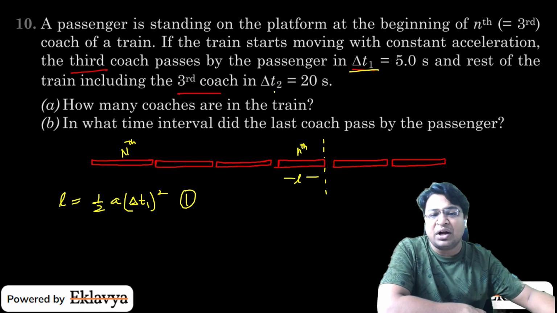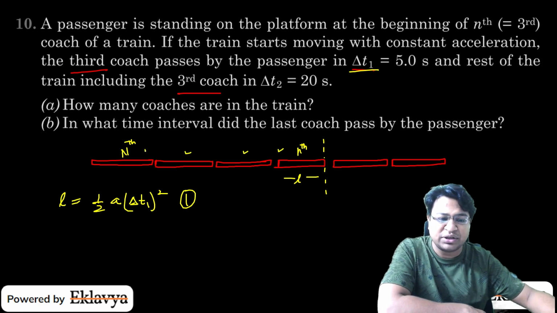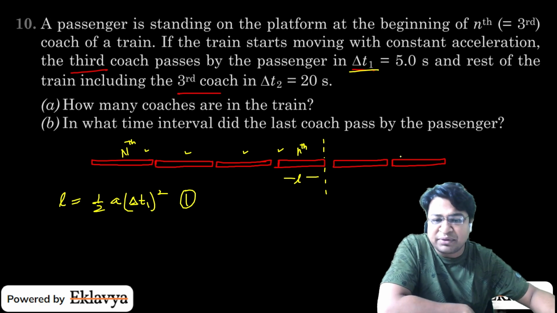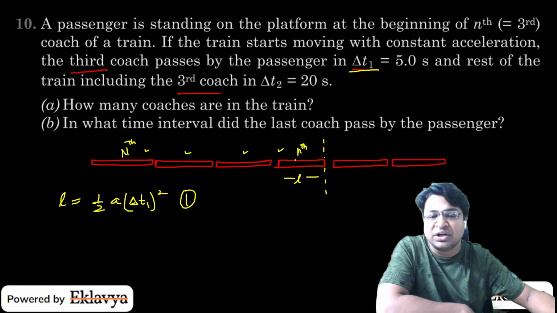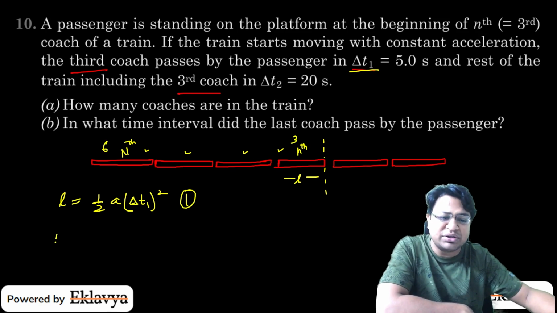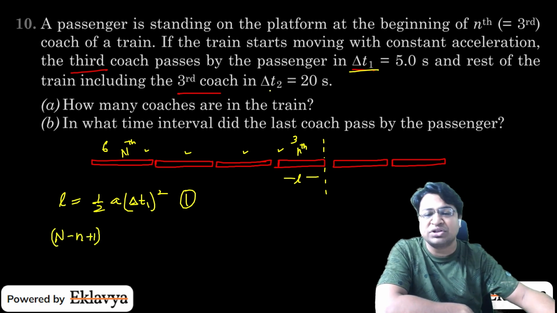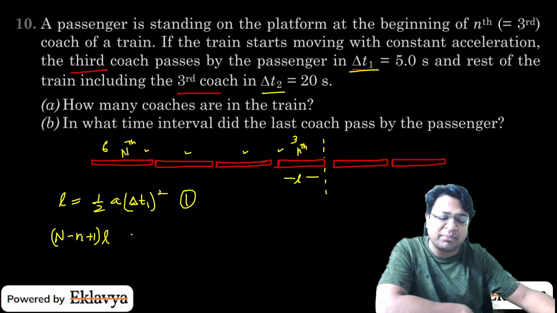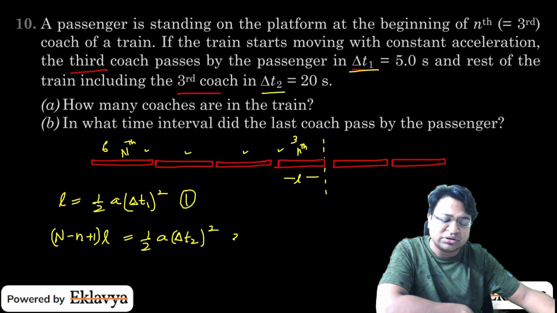Now according to the information given here, delta T2 is the time in which all these coaches cross. So how do we get this number? Consider the example of a train with six coaches. These are four coaches. How do we get the number four? That is six minus three plus one. So I would say that capital N minus small n plus one is the number of coaches that gets crossed in delta T2 time. So this number into L should be equal to half A delta T2 square. So that would be my second equation.